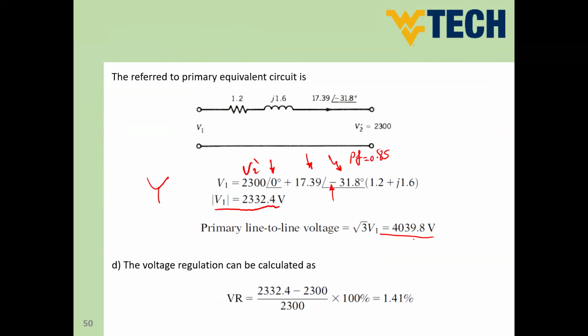So V1 is the line-to-line value, which is 4039.8, and V2 prime is nothing but 2300. But take care that 2300 is phase volt, and this is line volt. We cannot subtract line from line. So what we should do, you can use the line or the phase. So you have the line, which is 4000, or you can use the phase values. Here in the textbook, he considered the phase values. So we already calculated the phase value. So this is V1.